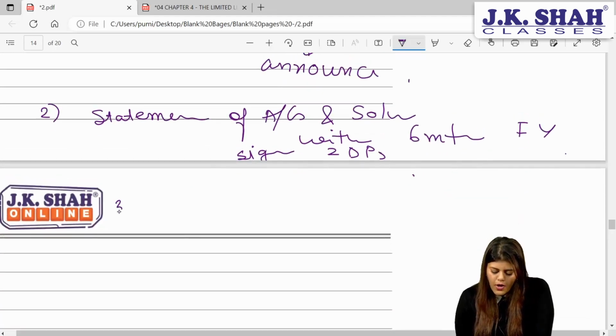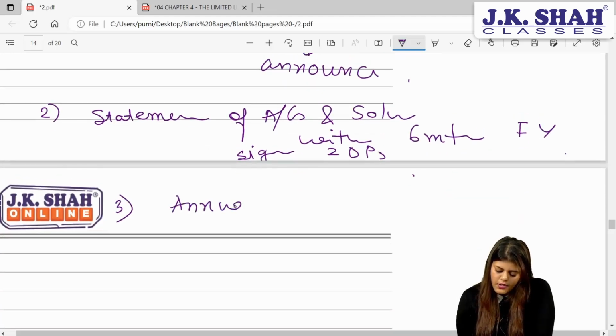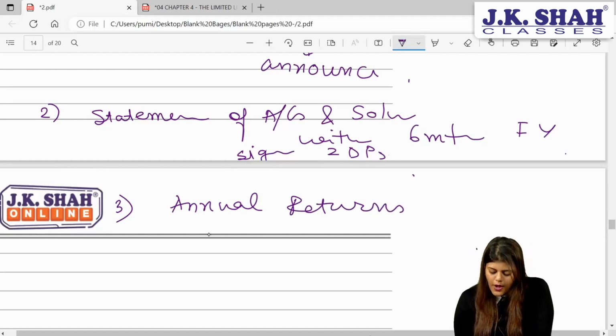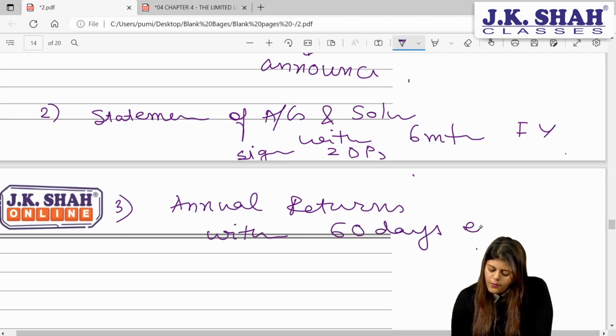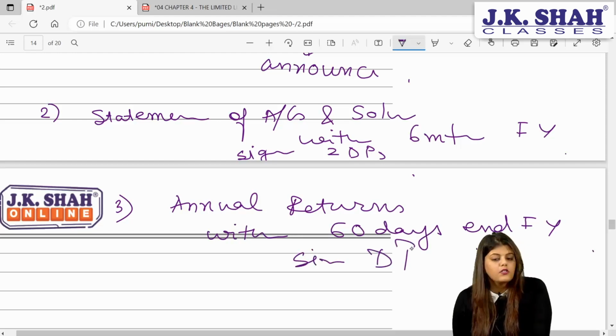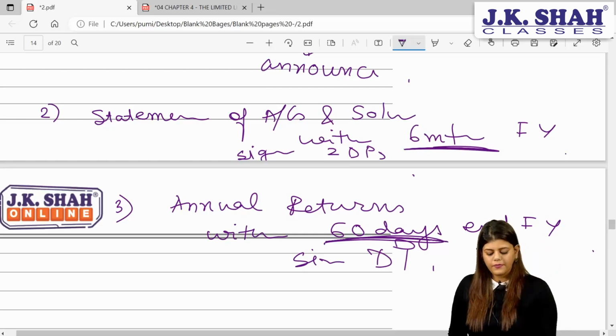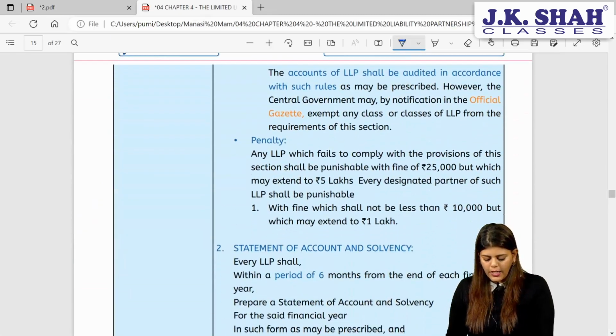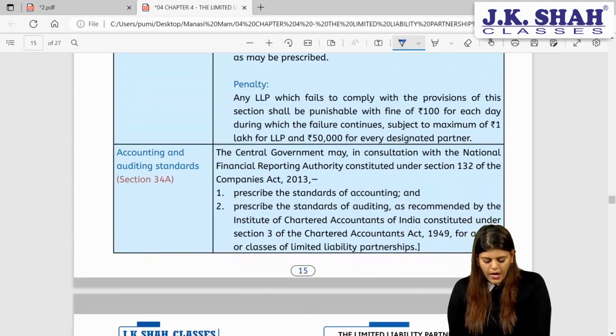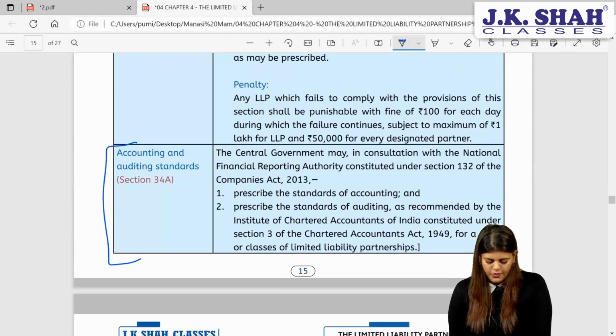Then you also have to submit annual returns. Every year the ROC wants to know what you did in that year. So you have to submit annual returns within 60 days from the end of the financial year. Again, it should be signed by designated partners. Remember 6 months and 60 days. So books of accounts, then the statement of accounts and solvency, and annual returns. This is your entire financial disclosures. This part they have added new, so this is amended.